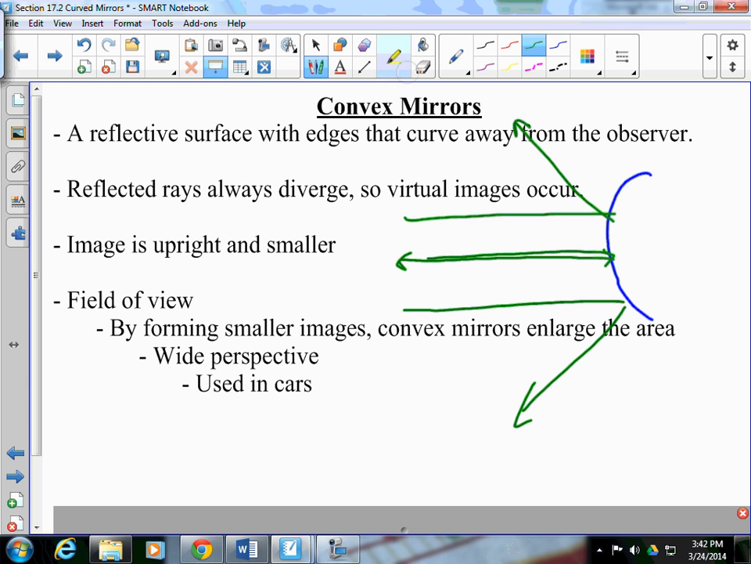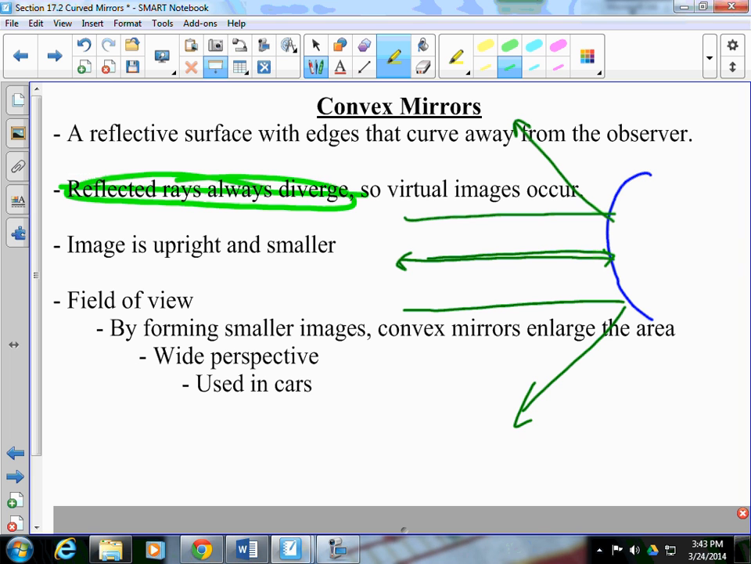And what we get is, and this is important with convex mirrors, that the light rays are diverging. Right? So the light rays are diverging. In a convex mirror, the light rays diverge. What this does is it causes our image to be virtual. Where is our image? Well, our image is upright, but it's smaller. So our image in all convex mirrors are upright, smaller, and virtual, no matter where the image is.